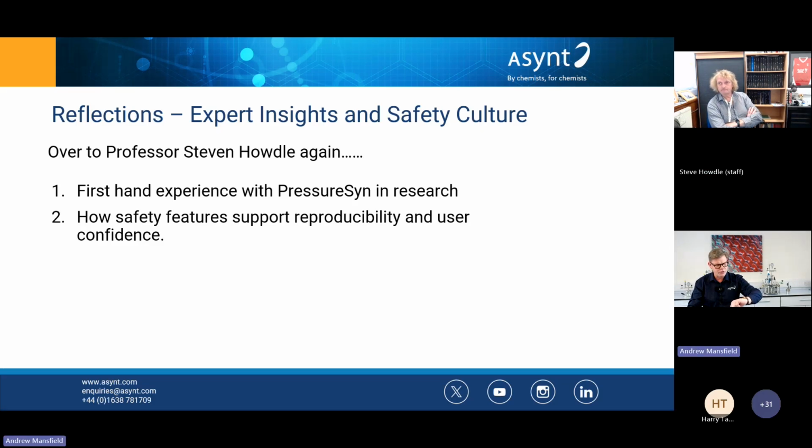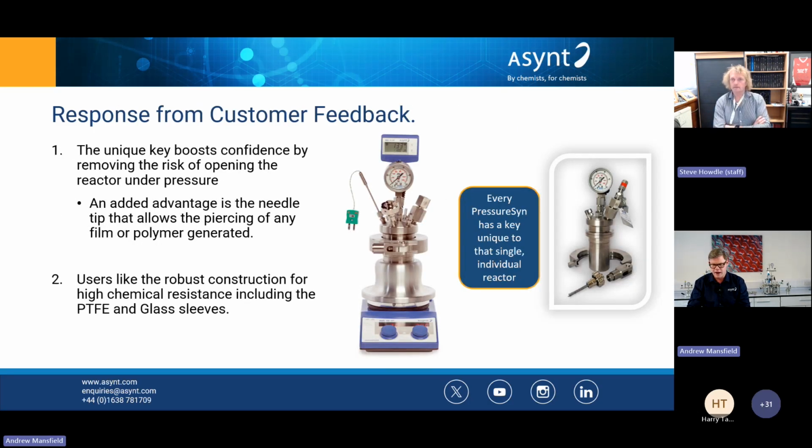Yeah, for want of time, I'll just wrap up quickly, and then we can take some questions, because I know we had a few technical hitches there. I think one thing that Martin and Steve touched on in the video was the unique key aspect of the PressureSyn reactor. So this means that you need the key related to the clamp and the reactor that are joined together to be able to depressurize. So that's a really important safety feature. And these are just a few things that help users gain more confidence for using these types of reactors.